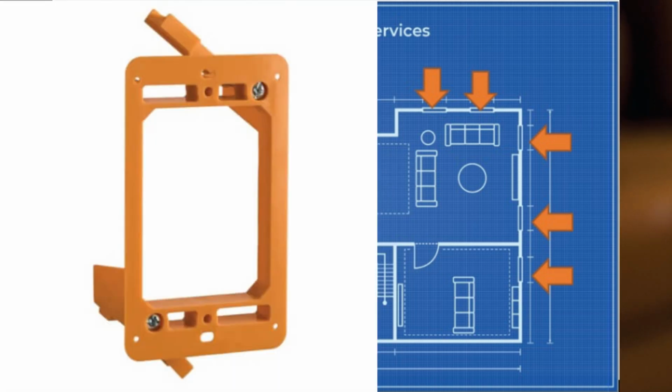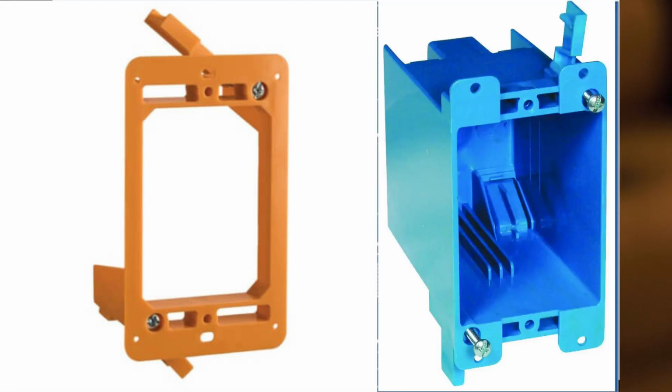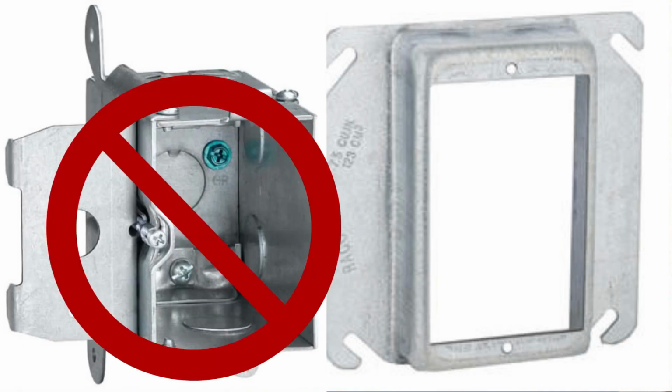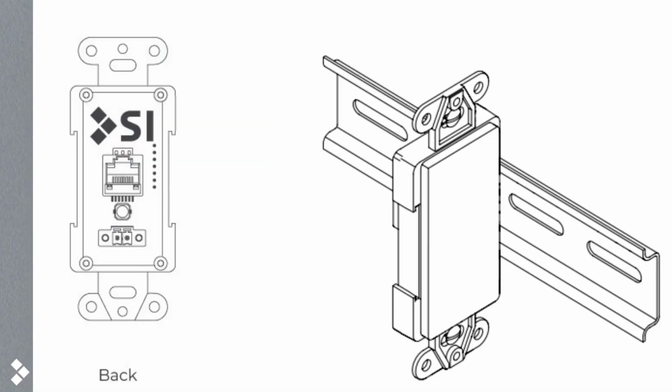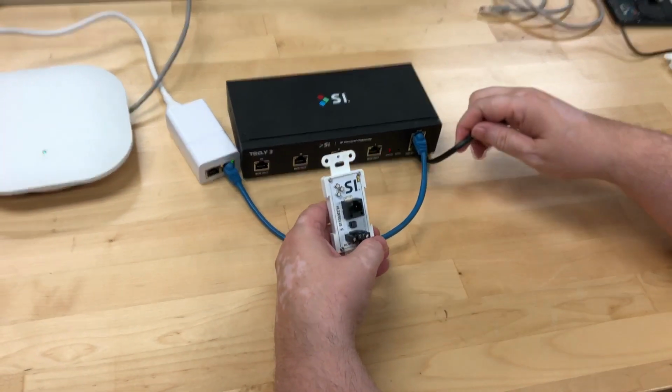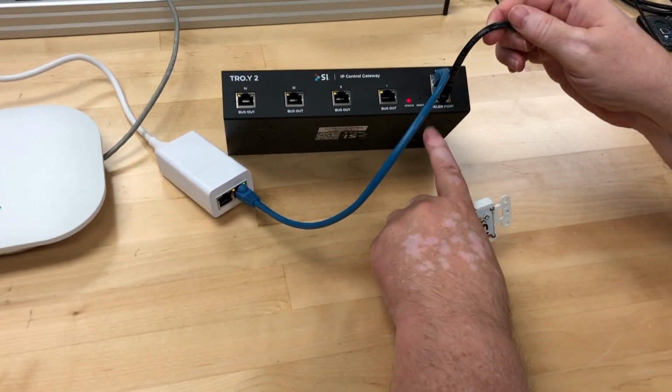Third, you should use a plastic or ceramic installation bracket or wall box. It is possible to install Helen in a metal installation bracket, such as a mud ring or P-ring, but do not install Helen inside a metal wall box. Helen also has 2 DIN rail slots on each side in case a wall box is not available at your desired installation location. Connect the cable from Helen to the port on Troy marked Helen port.